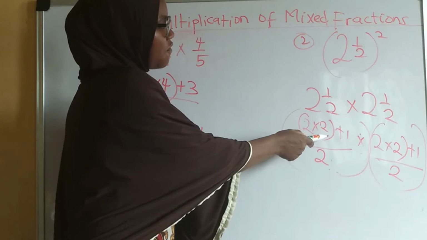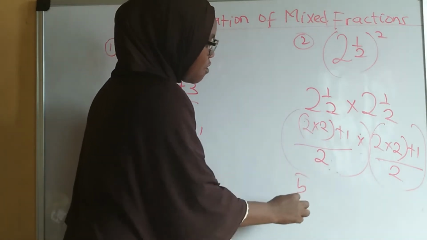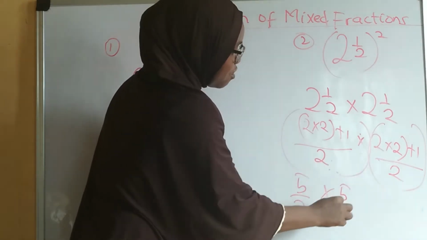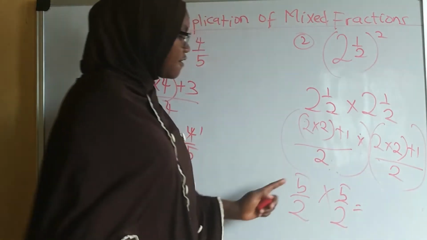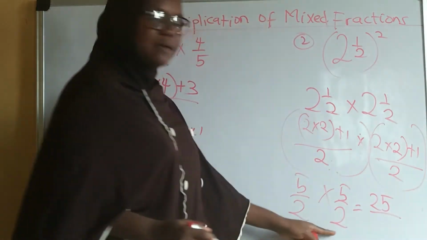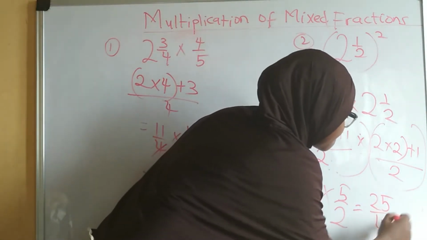2 times 2 is what? 4. 4 plus 1 is what? 5 over 2 times this one, 2 is what? 5 over 2. And that is what? 5 times 5 is what? 25. 2 times 2 is what? 4.